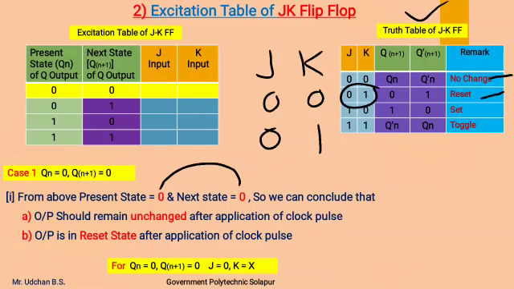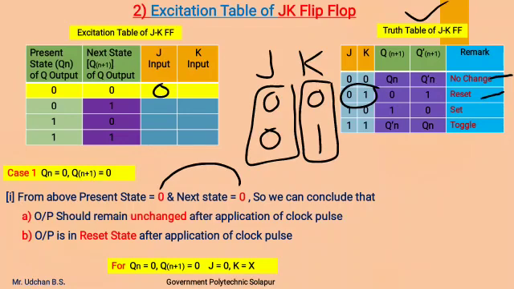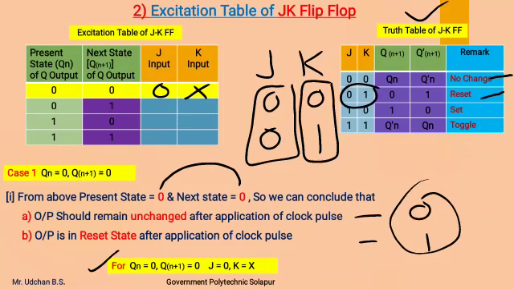So in this, the value of J is not changing for both the conclusions, so we can write J as 0, and the value of K is changing as 0 and 1. For the first conclusion, value of K is 0, and second conclusion, value of K is 1. So I can write over here a don't care, so that it can take both these values. So for Qn 0, Qn plus 1 0, the value of J is 0 and value of K is written as a don't care condition, that is 0 or 1.